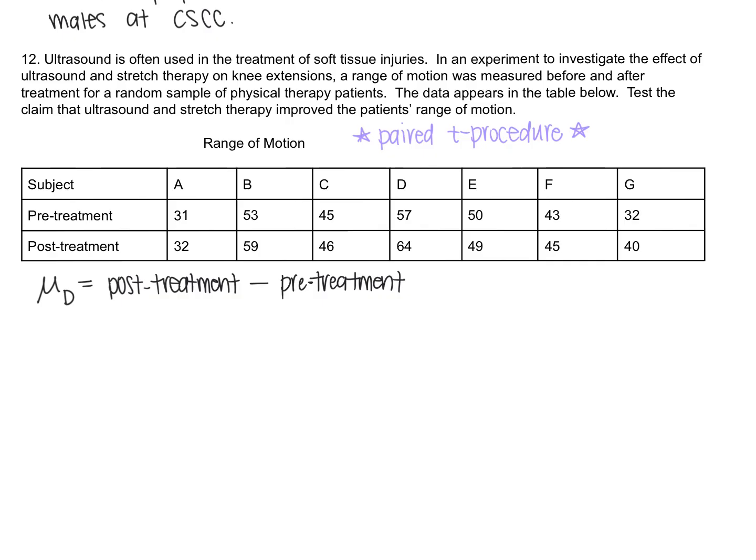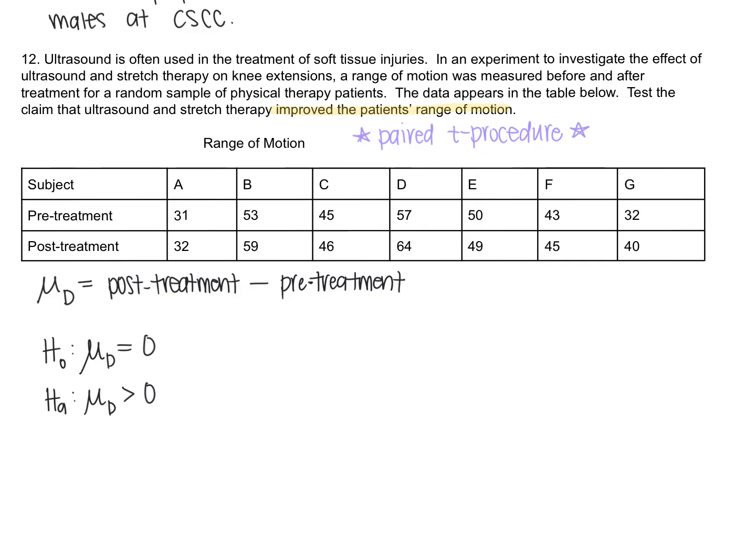So for the null hypothesis, we're going to have that the mean difference equals 0. So that would indicate that there's no change in range of motion between pre and post treatment. The alternative hypothesis, so if I'm looking at my problem, it does say we want to know if it improved the patient's range of motion. So that would mean that our mean difference would be greater than 0 because their post-treatment score should be higher than their pre-treatment, which means their difference should be positive. So depending on how you define that mean difference, that affects your alternative hypothesis.